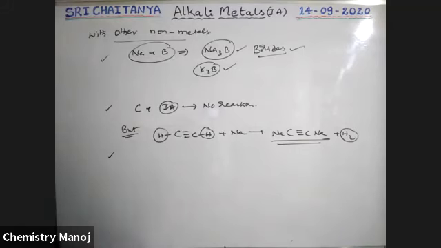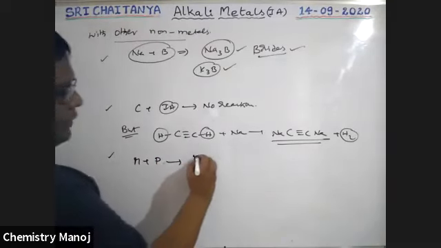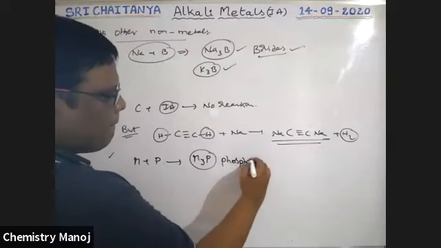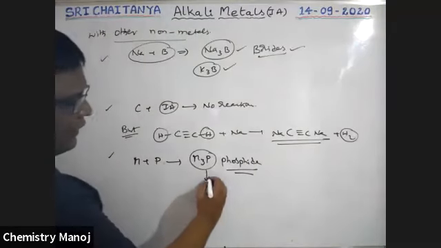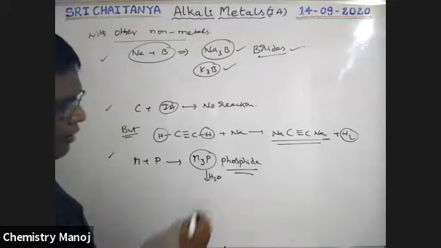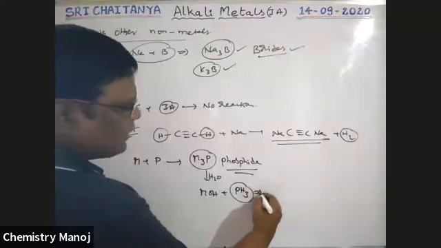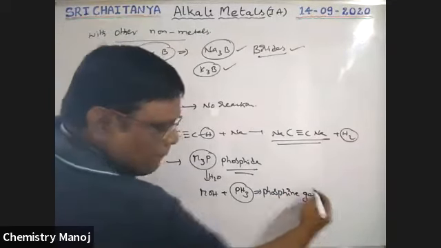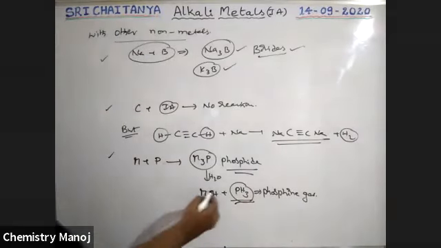Next, when an alkali metal reacts with phosphorus, that gives M3P. Metal phosphide is the product. If this phosphide reacts with water, that gives MOH and PH3 as the product. This PH3 is called phosphine gas. Phosphine gas is released. Very, very important, boys.